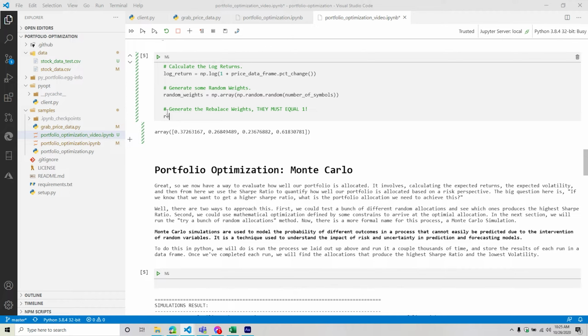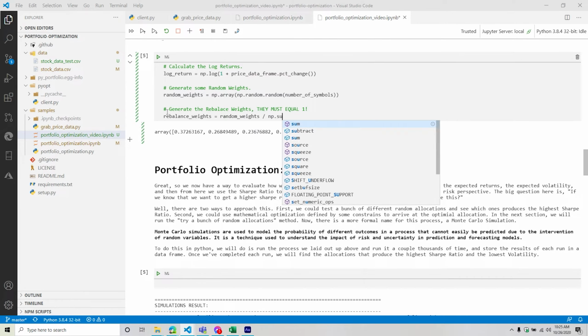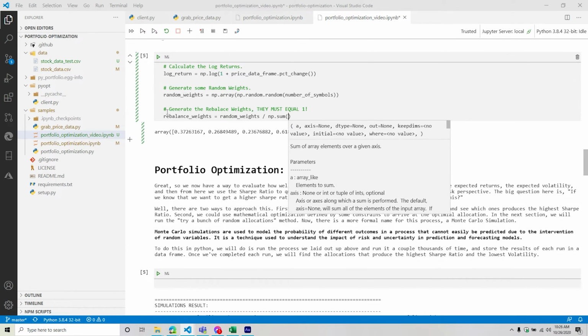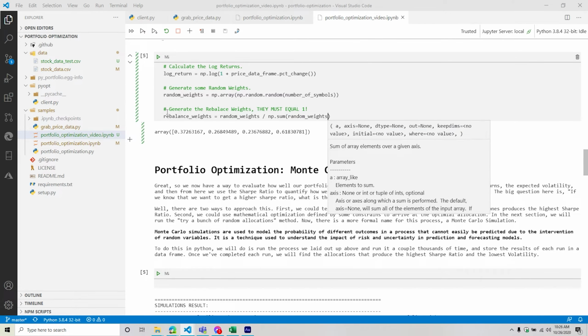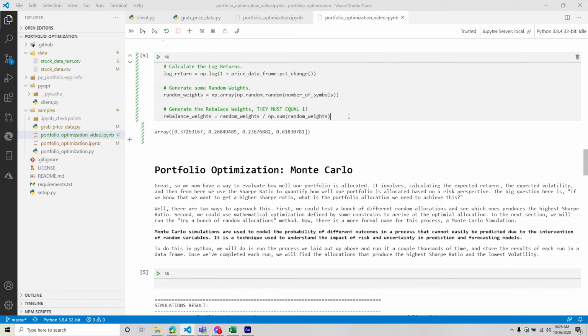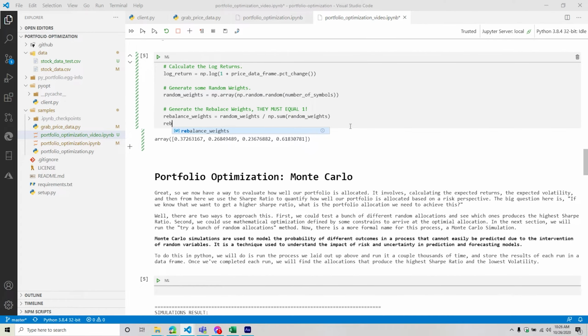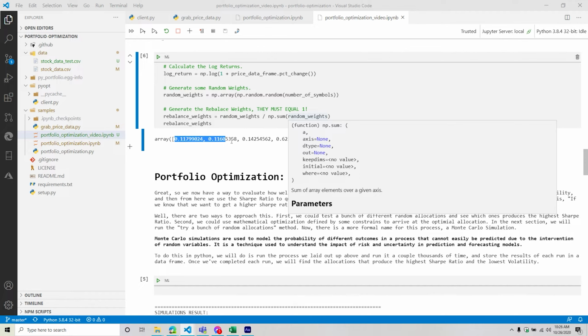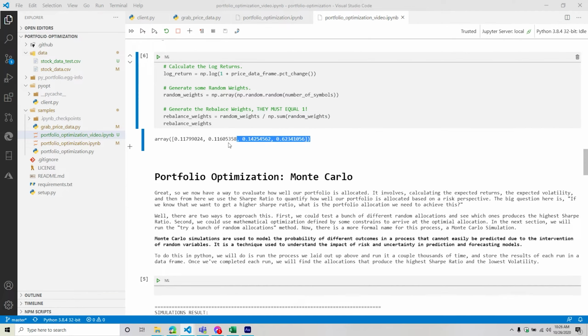So I'm going to say rebalance weights equals my random weights. And then I'm going to do a little bit of math trickery. It's nothing super fancy. I'm going to sum the random weights, take the total, and say how much does each random weight represent of the total of all the weights. And then you'll see some magic here. You're going to say, wait a minute, Alex, what are you doing? Look at that. So now this will sum to 1.